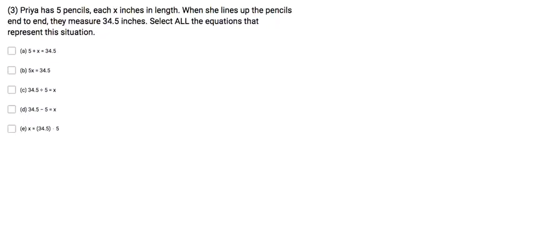So for number 3, Priya has 5 pencils, each x inches in length. When she lines up the pencils end to end, they measure 34.5 inches. Select all the equations that represent this situation.